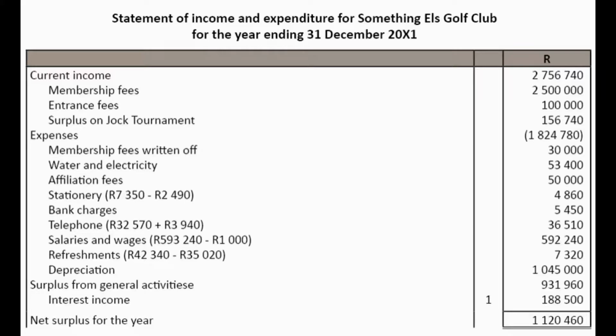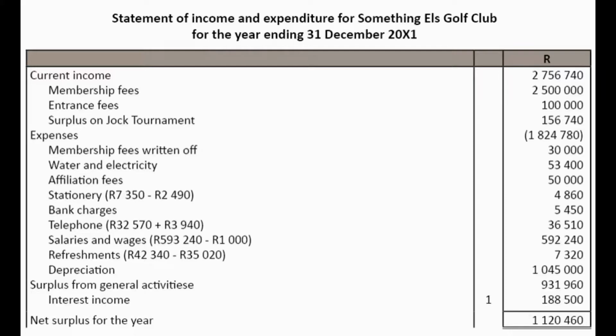Okay, and then we get to the expenses. Membership fees written off. You've opened that account, so it's 30,000. Water and electricity. Was there an adjustment? No. So that's 53,400 straight from the trial balance. Affiliation fees straight from the trial balance. Stationery, yes, there was an adjustment for consumable stores on hand. So it's 7,530 less 2,490. You get 4,860. Bank charges you get straight from the pre-adjustment trial balance.